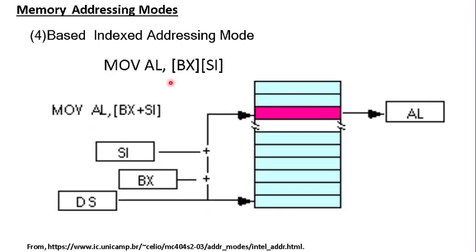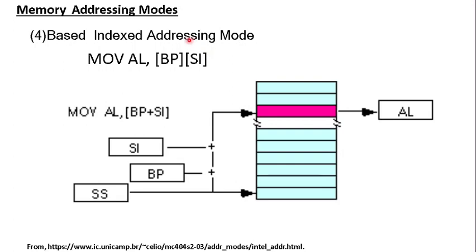So let's see an example. Here we are trying to move a content to AL, and its offset is given by BX and SI. Here BX is the base register, SI is the index register. BX by default, as we know, will point to our data segment, so this offset given by BX and SI is going to be within the data segment. How is the offset calculated? It is calculated by taking the BX content, taking the SI content, and adding them together, and we will get the offset. This offset points to an operand, and that operand has to be moved to AL.